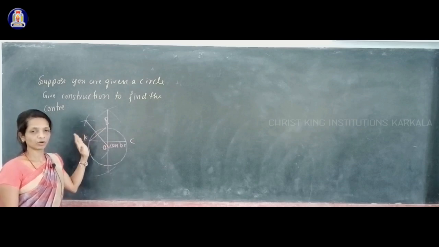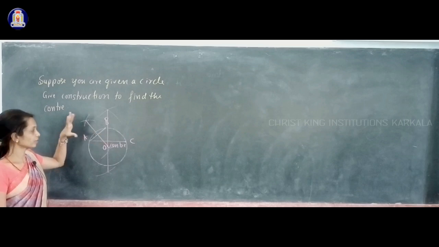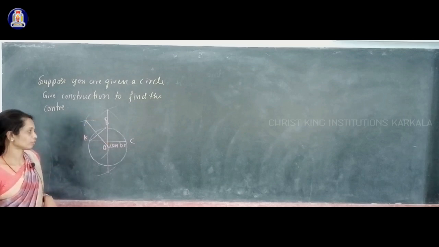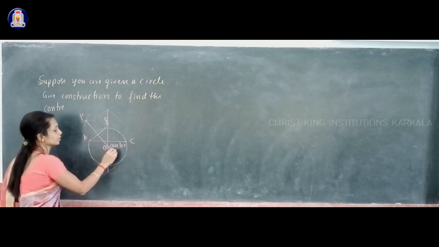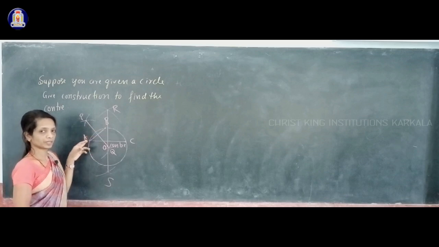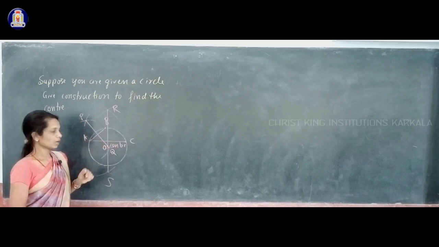We take 3 points on that circle. Next we join AB and AC. After that we draw the perpendicular bisector of AB and the perpendicular bisector of AC. I will name them PQ and RS. What is PQ? PQ is the perpendicular bisector of AB and RS is the perpendicular bisector of AC.